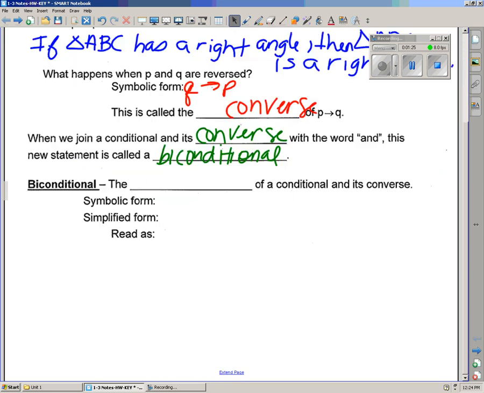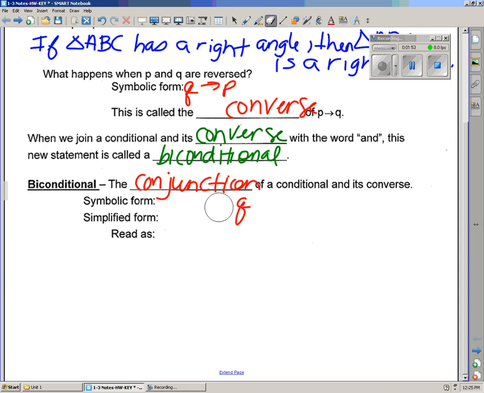Okay. So basically then a biconditional happens to be the conjunction of a conditional and its converse. So basically what we are saying is this. Symbolically, the biconditional is a double arrow, P double arrow Q. It's simplified. Oh, that is a mistake right there.